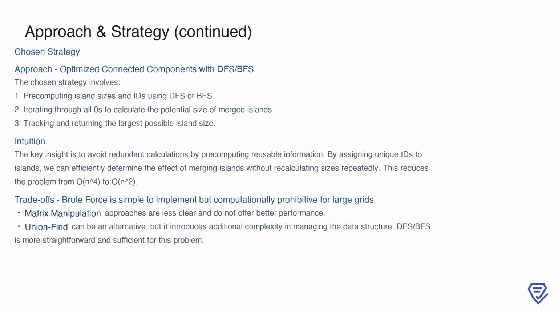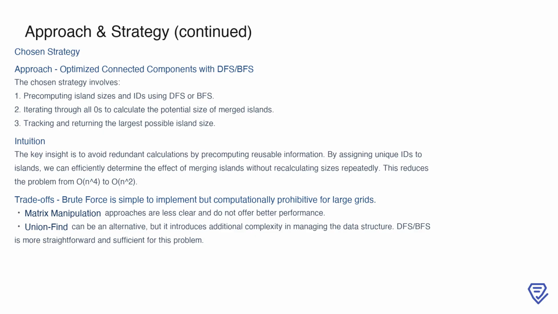The core idea here is to avoid redundant calculations by leveraging reusable data. Assigning unique IDs to islands enables us to efficiently determine the impact of merging without recalculating sizes repeatedly. This reduces the complexity from n to the power of 4 in the brute force approach to n squared, making it far more feasible for larger grids.